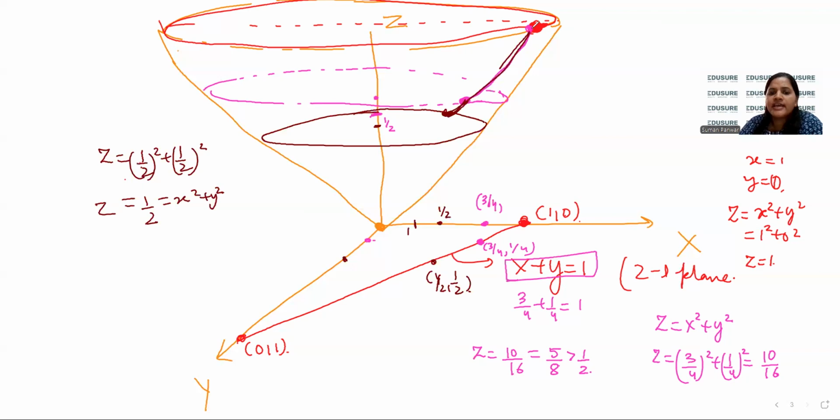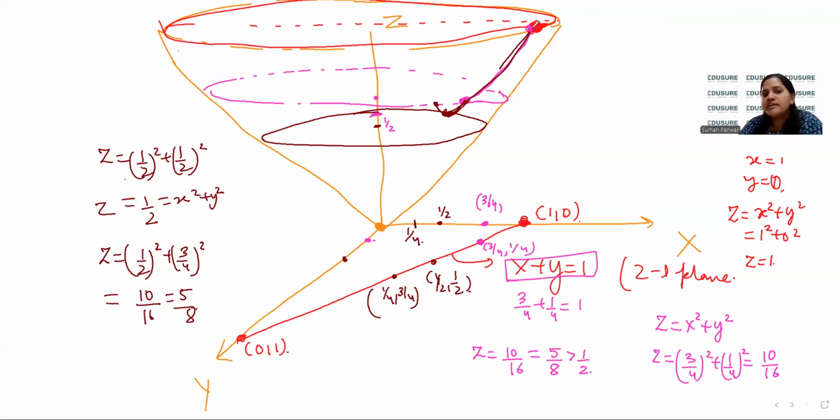Now suppose I take x equals 1 by 4, then y will be 3 by 4. So (1/4, 3/4). So z will be (1/4) square plus (3/4) square, which is going to be again 10 by 16, which is going to be again 5 by 8. That means I'm going to turn now. You see that? So how is my constraint behaving on this surface? I am making a curve like this. So I'm decreasing, decreasing, decreasing, coming here, and I'm taking a turn, and this process is going to continue.